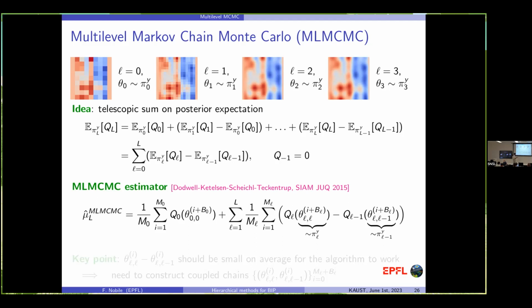Notice the double index now. The first index L refers to the level in this sum here. The second index refers to the fact that this chain here is targeting this marginal, so the posterior distribution at level L, computed with the discretization little l, whereas this chain here is targeting a slightly different posterior at level L minus one, okay? But I want those two chains to run in parallel and to stay highly correlated.